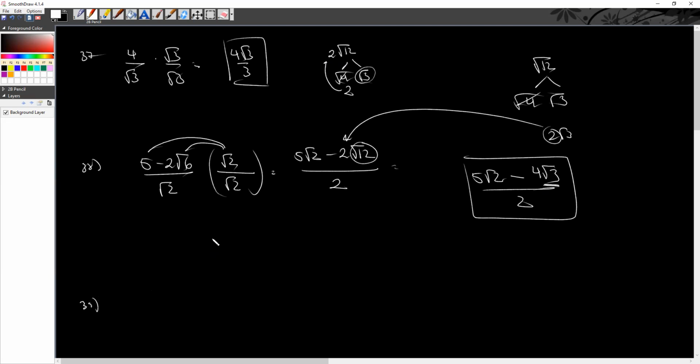Rad 5 over 6, Caleb, is really rad 5 over rad 6. Does this look like a more familiar position? Can anyone tell us what I am going to multiply the top and bottom by? Rad 6. Rad 30 over 6.